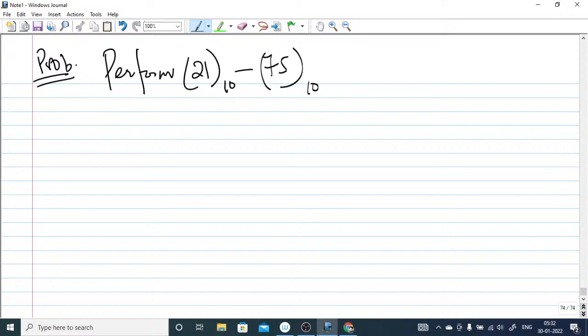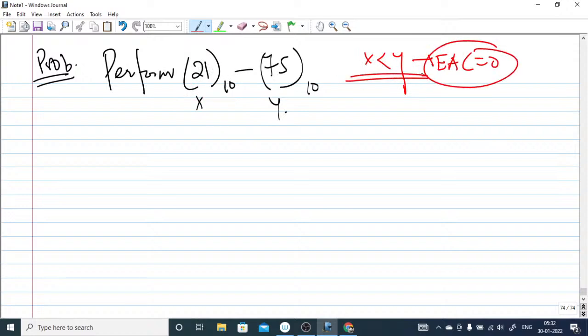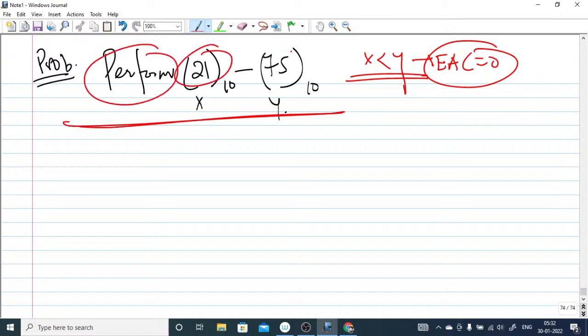So 21 base 10, this is x, this is y. What you can observe from here is that x is less than y. So your EAC definitely will be equal to 0, meaning that your result will be negative. If the result is negative, then you have to take again the 10's complement of that and put the negative sign. This is what I wanted to explain here. By looking at the numbers, see which one is greater. Definitely 21 is lesser and 75 is greater, so the result will be negative here.